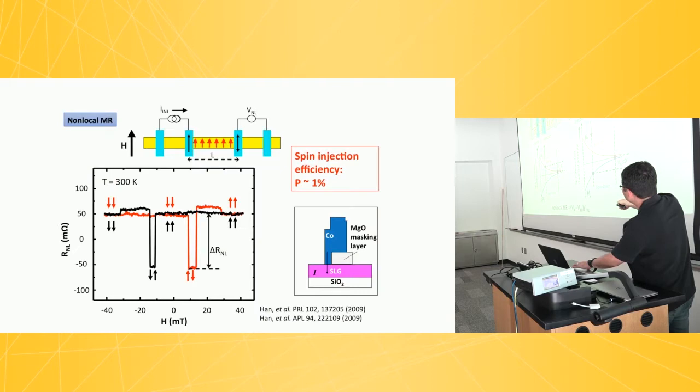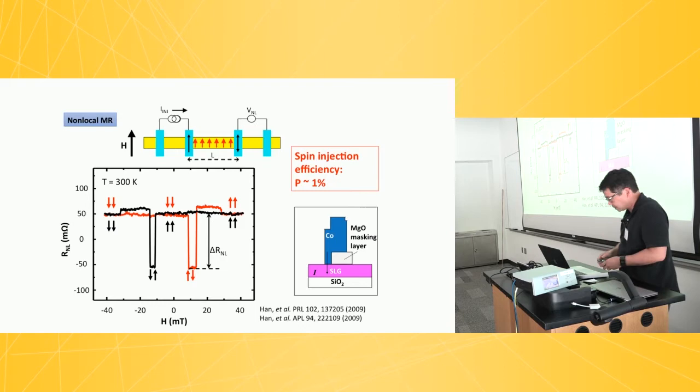Right, and so when you start seeing this type of thing, you're like, okay, I have spins making it across the channel, and this is spin transport at room temperature.